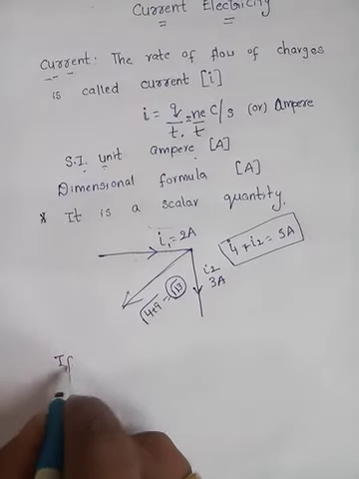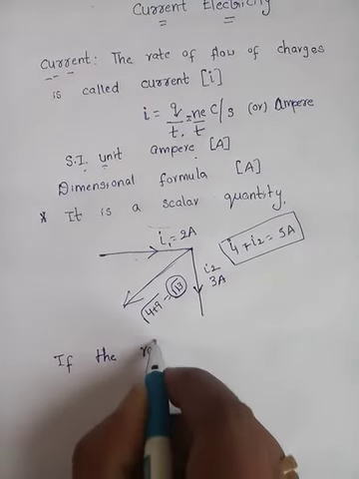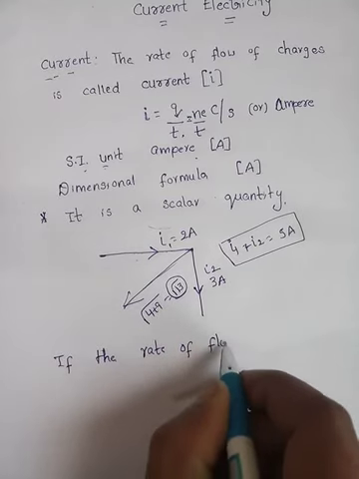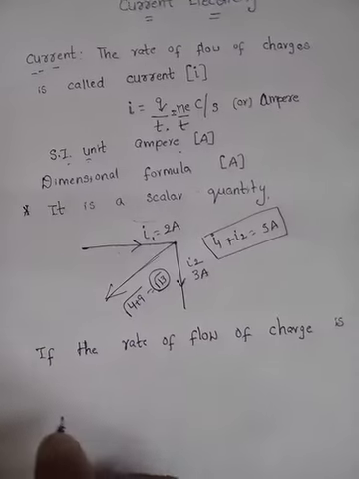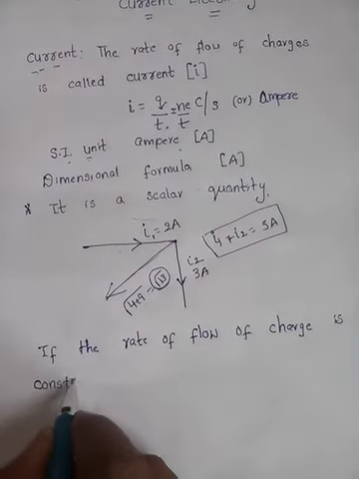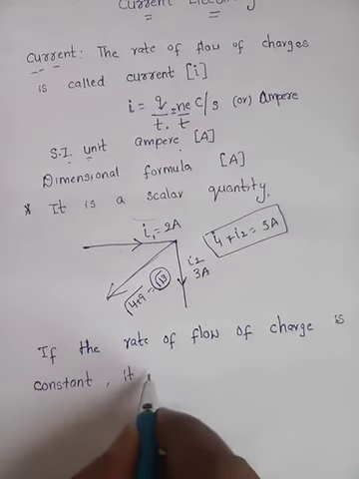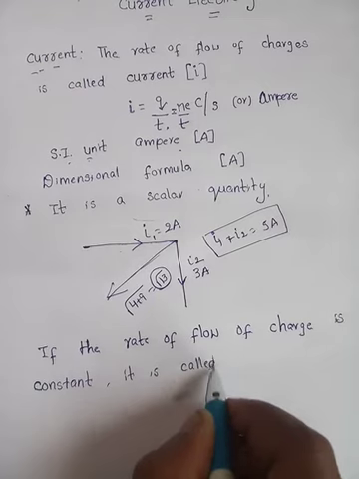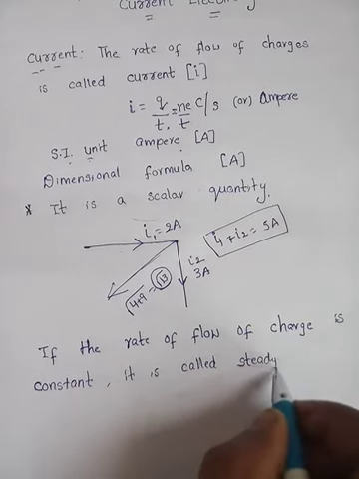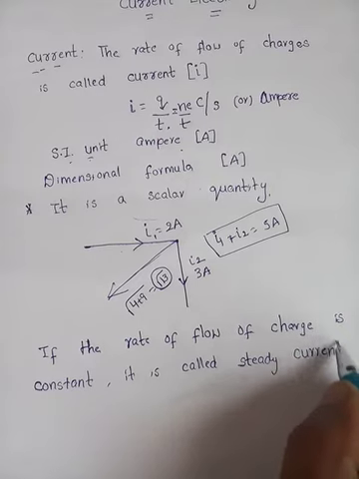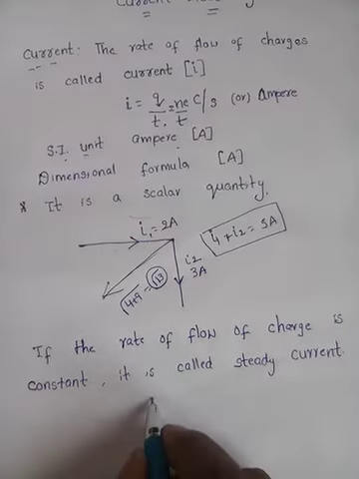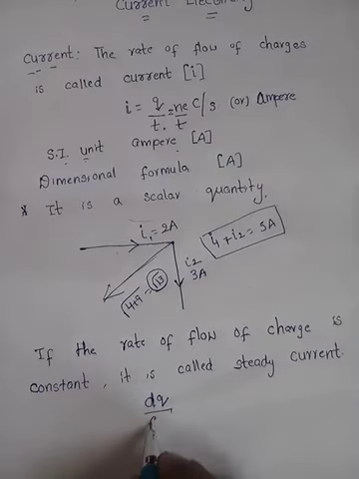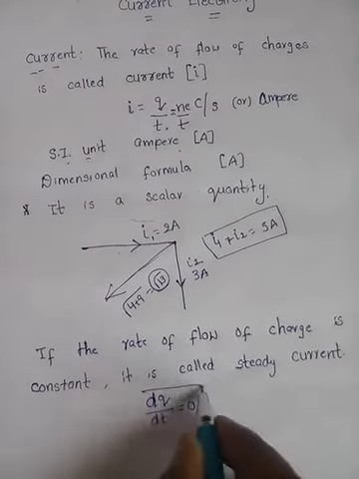Now, generally two types of current are there. If the rate of flow of charge is constant, it is called steady current. This means the flow is constant, the rate of flow of charge is constant, which implies dq by dt equals 0.